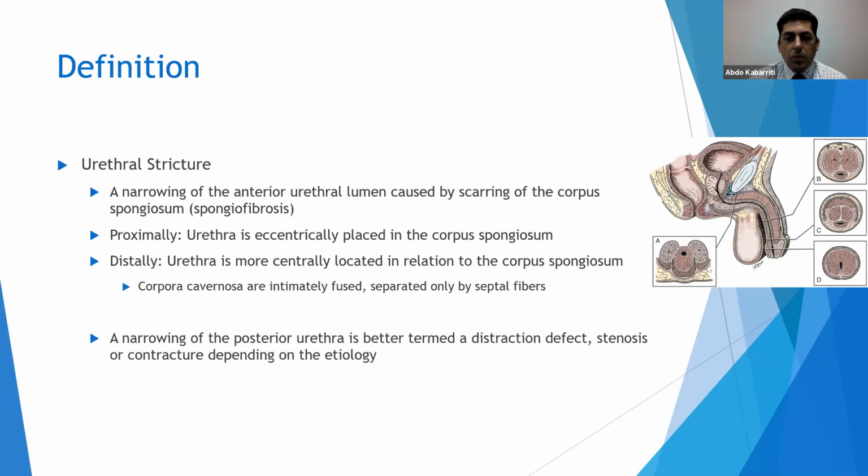Now, narrowing of the posterior urethra is more appropriately termed a distraction defect or a stenosis or a contracture than a stricture. And that depends on the etiology in terms of how you would term that defect.